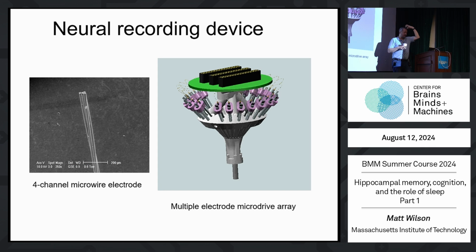This is a little device. It's an electrode array. These are little micromanipulators. You can drive the electrodes down here. The dimensions here, this is about 30 microns across. Individual cells are on the order of about 10 to 20 microns, maybe 10 to 30. So individual neurons are about on the scale of these individual tips.